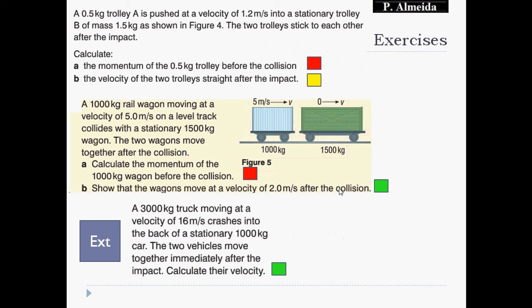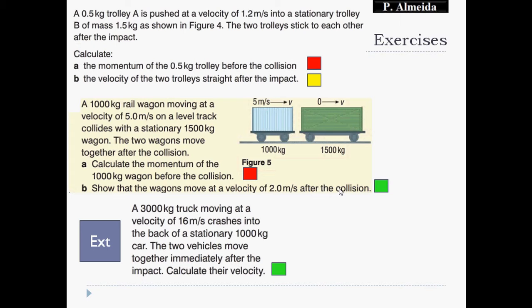Next question, 2A. A 1,000 kilogram rail wagon moving at a velocity of 5 meters per second on a level track collides with a stationary wagon, meaning initial velocity 0, of 115 kilograms. The two wagons move together after the collision.